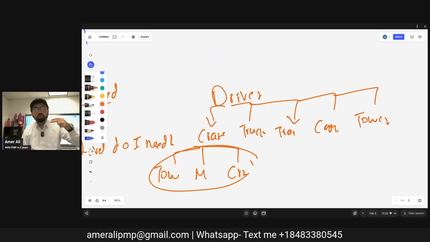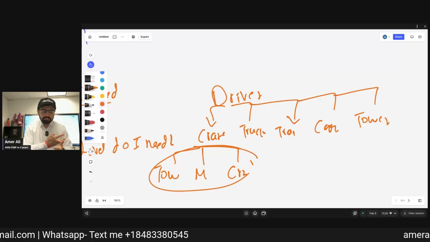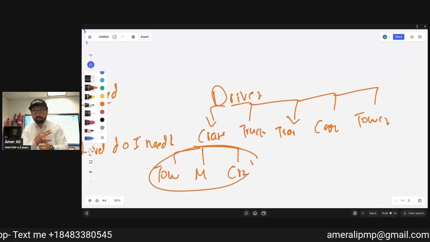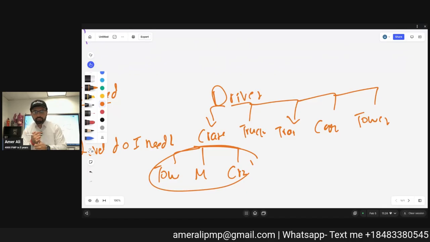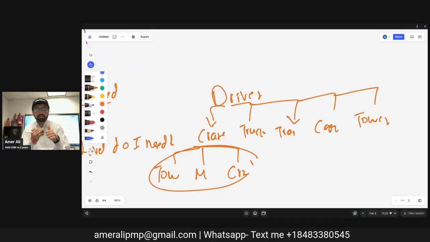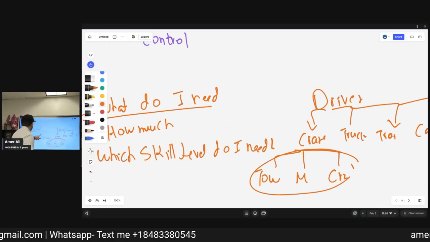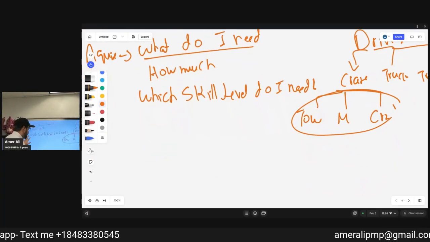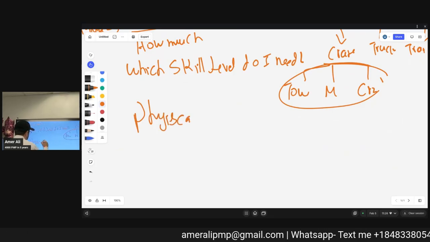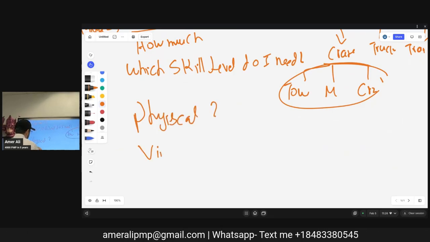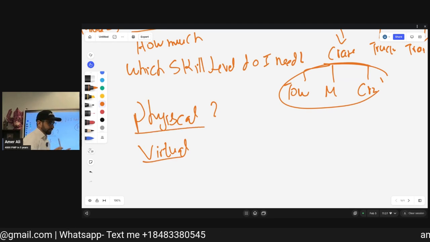Then what level of skills do you need? I need a beginner designer as well as a smart designer. I need some safety engineers. I also need a safety manager. I need a project engineer, project site engineer, cleaner, all the types of resources you need. Okay, then are all these resources physical or virtual? It's a very important consideration when you are acquiring the resources.